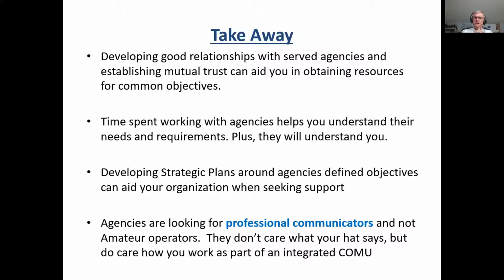Developing strategic plans around agencies' defined objectives can aid your organization when seeking support. This can be both political or financial.